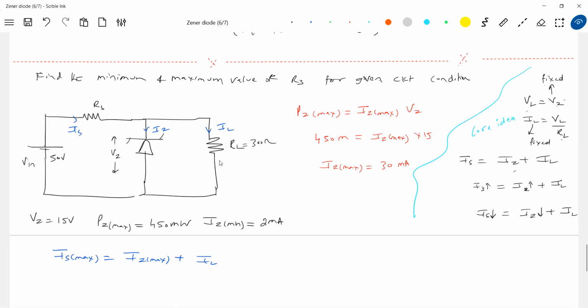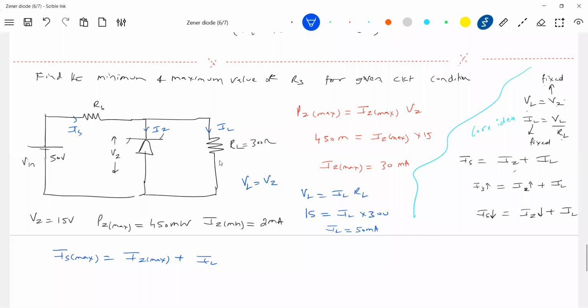So what is now IZ max? Do we know it? Yes. Do we know IL? We don't know. So shall we calculate it now? VL equals IL times RL, and VL equals VZ. So this will be 15 over 300. So what is the value of IL? I'll write it here. Anybody? IL value? 20 milliampere? Oh, sorry, 50 milliampere.